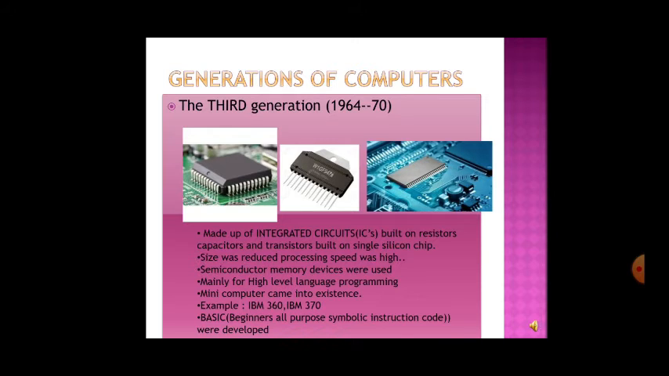So size was reduced, and processing speed also became very high. Earlier, using transistors only, the processing speed was high. Along with that, resistors and capacitors made the processing even faster. Then semiconductor memory devices were used for the memory. It was mainly for high level language programming, which are programming languages near to human beings. Whatever we write in English is translated into machine language.